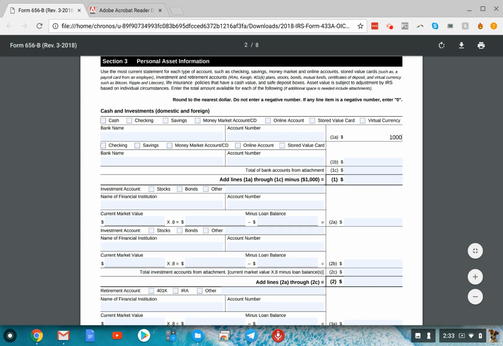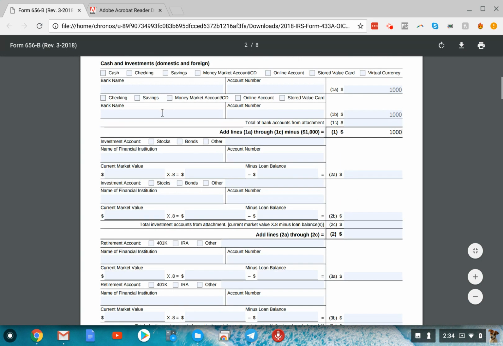And what they're trying to do here, and this I'll add in here just so you see how it works. So say you have $1,000 in one account, okay? You get $1,000 in the next account. You have no attachments. So what happens here is this total is $2,000. But right here, we're going to be minusing $1,000. So our total here is still going to be $1,000.